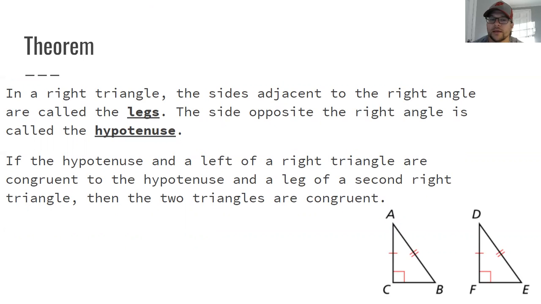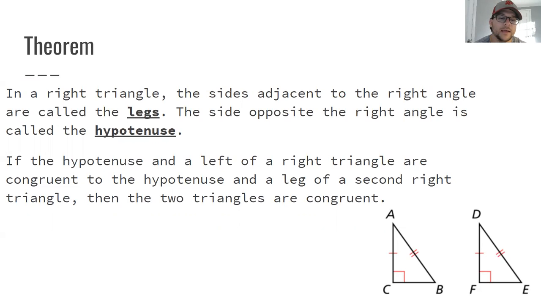So the hypotenuse-leg theorem specifically talks about right triangle congruency. So anytime you have a right triangle, you have to have a right angle, or that little red square in the corner of one of your triangles. The two sides that are touching your right angle, or adjacent to your right angle, are called the legs. And then the longest side, or the side that is opposite of your right angle, is called the hypotenuse.